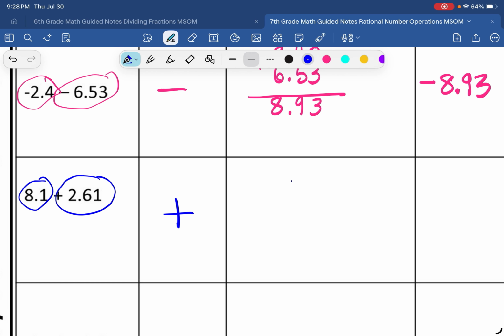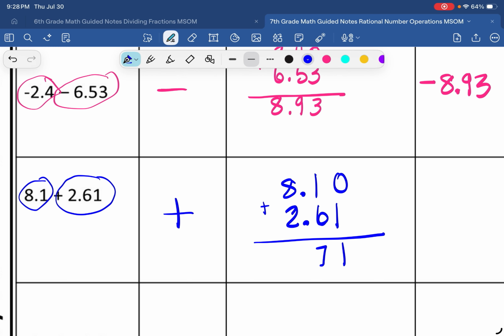I have a positive 8.1, positive 2.61, so my answer is still going to be positive. Let's line up my decimals. 8.1 and 2.61, add a 0 as a placeholder. Add those together, I get 1, 7, and 10. And my answer is still going to be positive, so I'm just going to write 10.71.